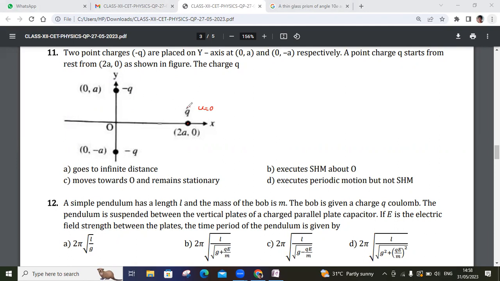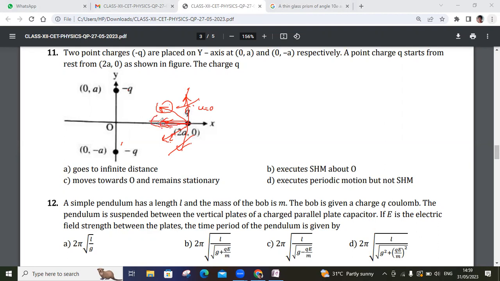If you focus on Q, due to minus Q it will be an attraction like this, and due to the other minus Q also an attraction like this. So it will have two components. This force will have two components, one like this, one like this. And this force will also have two components, one like this, one like this. So these two will get cancelled. If you focus on the net force on Q, then these two forces will cancel and the net force on Q will be like this.